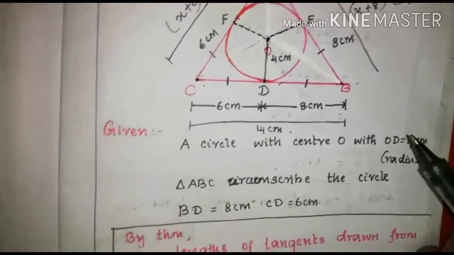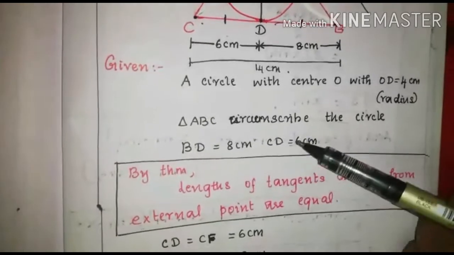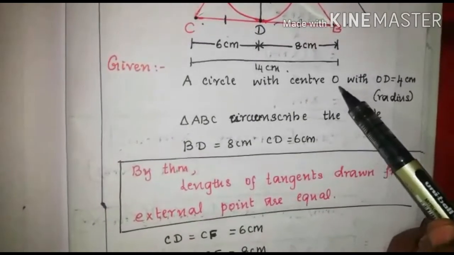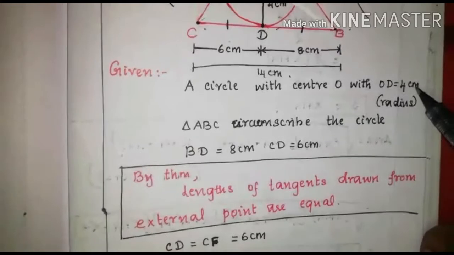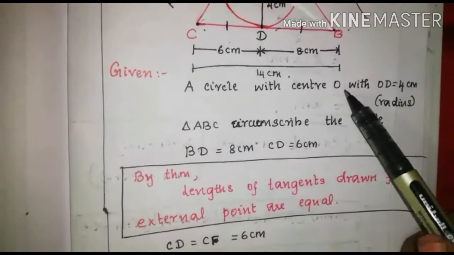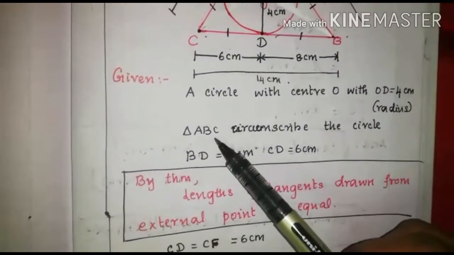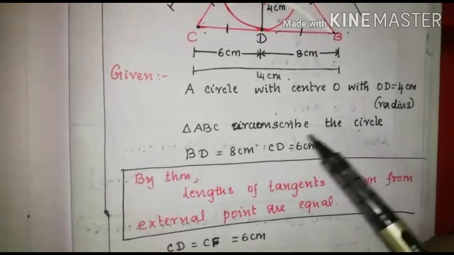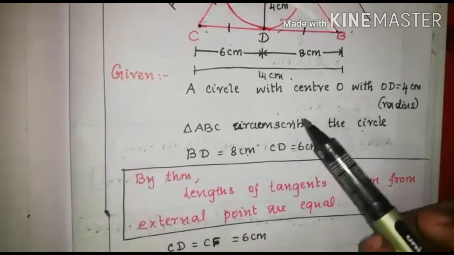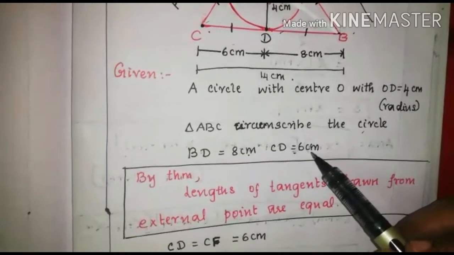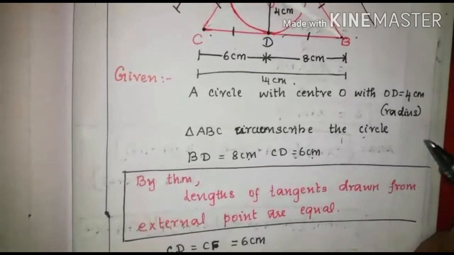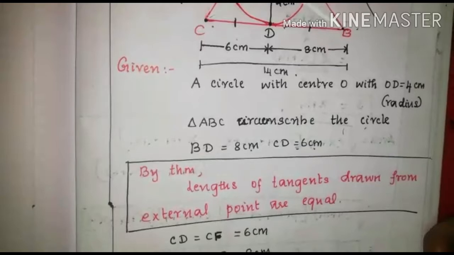Okay. So first let's write the given. A circle with center O with OD equal to 4 centimeter radius. So this is what is given in the figure, and triangle ABC circumscribes a circle, BD is equal to 8 centimeter and CD is equal to 6 centimeter. So these are the particulars given in the question.